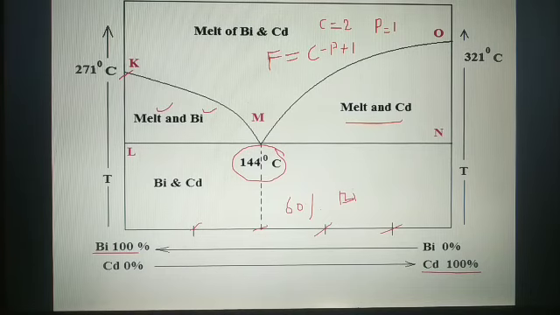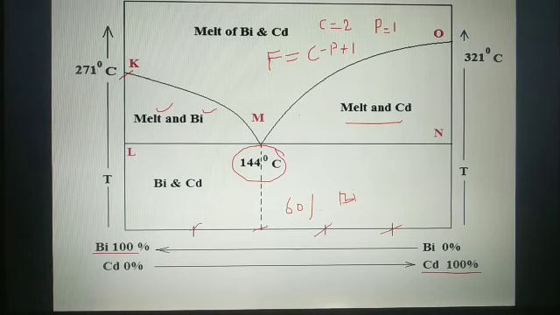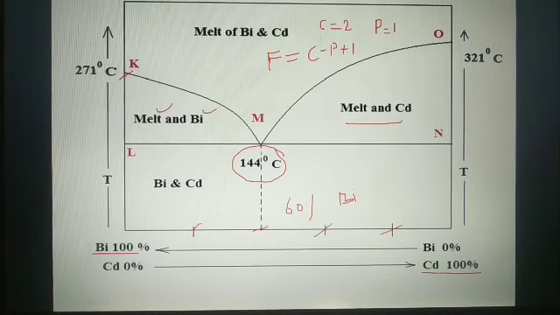In counting they will appear twice, but you have to count them only a single time. So here phases becomes 3. So F will be equal to 2 minus 3 plus 1, that is equal to 0. So that means a non-variant system.